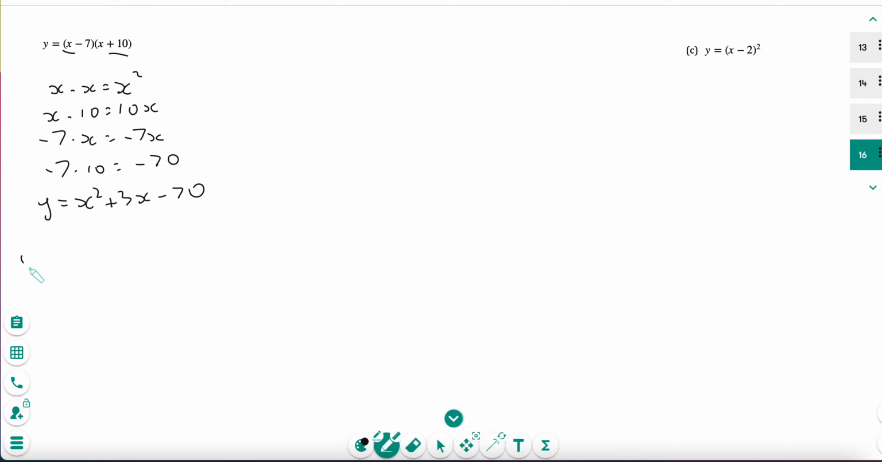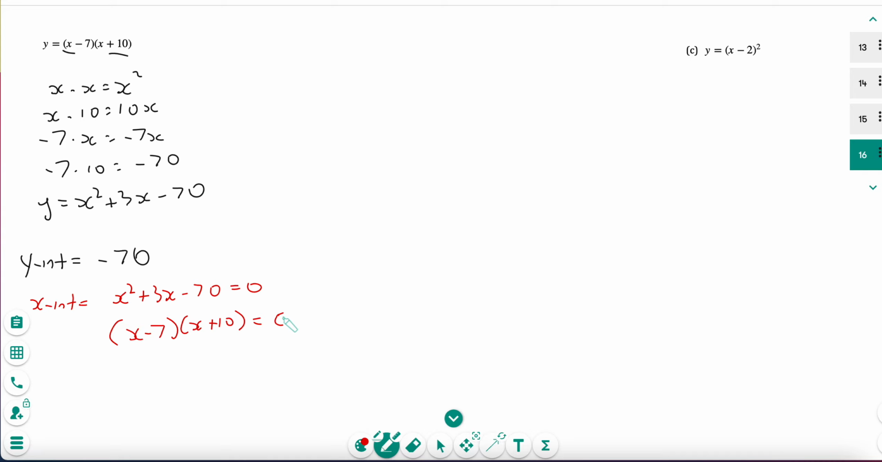Cool, so our y-intercept equals the constant, so negative 70. X-intercept, we have to factorize this. So we have to solve this. X squared plus 3x minus 70 equals 0. We have to factorize it. But the thing is, it's been factorized already. So that's been done for me. I can use my column method if I wanted to, but it'll just be this anyways.